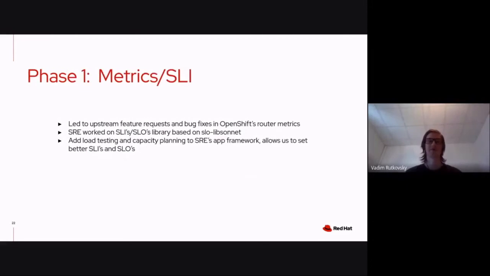The first focus and the first phase where we started working was ensuring that app-specific metrics have been added to Cincinnati. We worked on integrating into the OpenShift router and ensured that the metrics from that router, meaning that's exactly what the customer would experience, are being tracked and are part of the SLOs. And meanwhile, we have been helping the SRE to work on the SLO library and added load testing and capacity planning into the framework and have made it a requirement for Cincinnati deployments. Next slide, please.